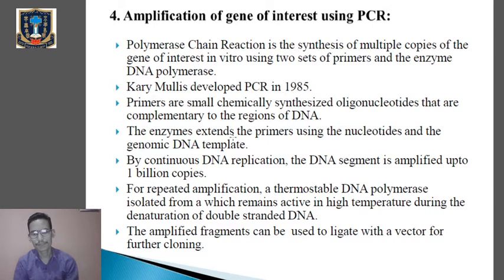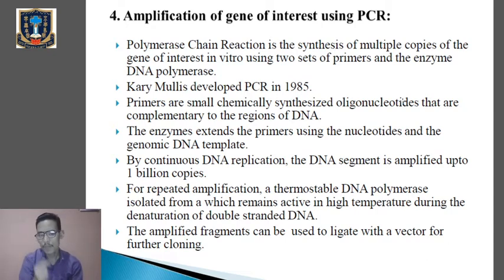So what are primers? Primers are small chemically synthesized oligonucleotides that have complementary base pairs to that of the DNA. So whatever base pairs are there in the DNA, the gene of interest, the complementary base pairs will be there in the primer. Now the enzyme will extend the primer using the nucleotides and the genomic DNA template. So by continuous DNA replication, the DNA segment will be amplified up to 1 billion copies. So from a single copy, we can get around 1 billion copies by the technique of PCR.